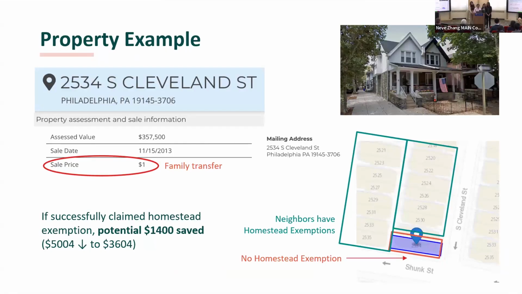Here's a real-world example from our data set of a likely eligible property that is not currently enrolled. The home has the same mailing address as the property itself, indicating property owner occupancy. It underwent a family transfer in 2013, indicated by the sale price of $1. And all of its neighbors in the surrounding parcels are enrolled in the program, but this home is not. If they really are eligible for the program and successfully claim it, the homeowner could save about $1,400 annually.